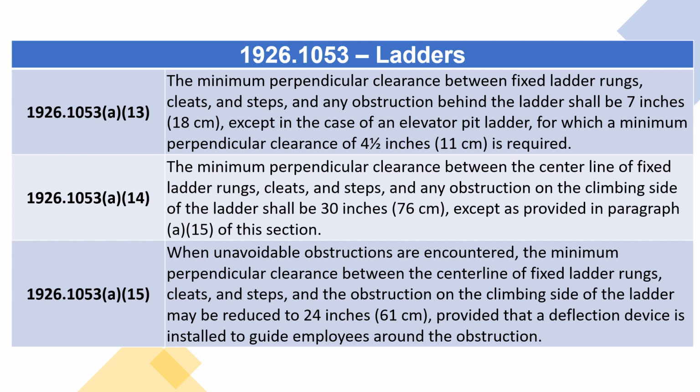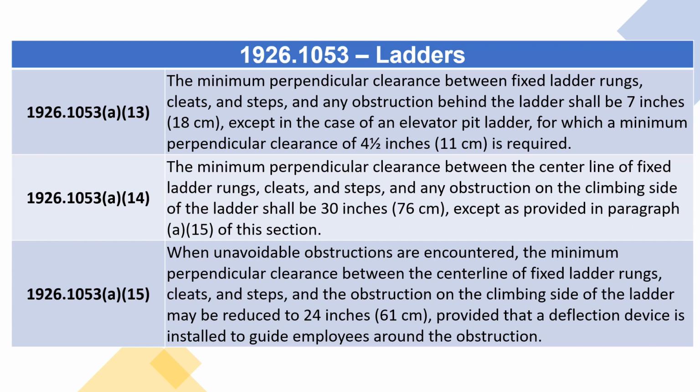1926.1053(a)(14). The minimum perpendicular clearance between the center line of fixed ladder rungs, cleats, and steps, and any obstruction on the climbing side of the ladder shall be 30 inches (76 centimeters), except as provided in paragraph (a)(15) of this section.